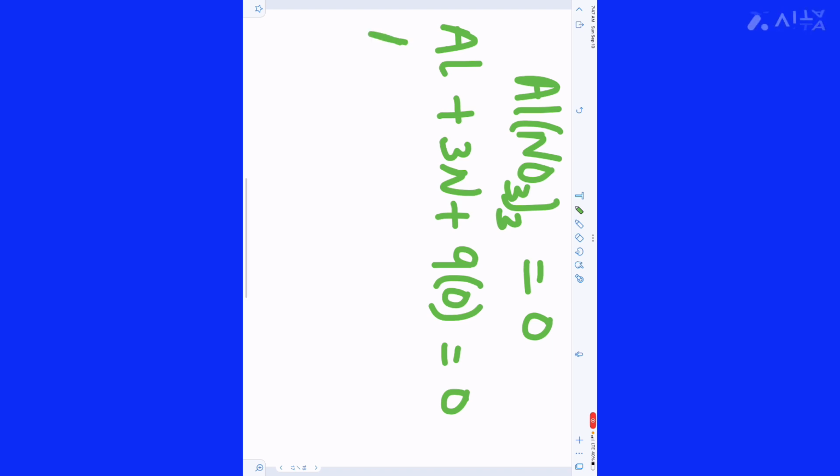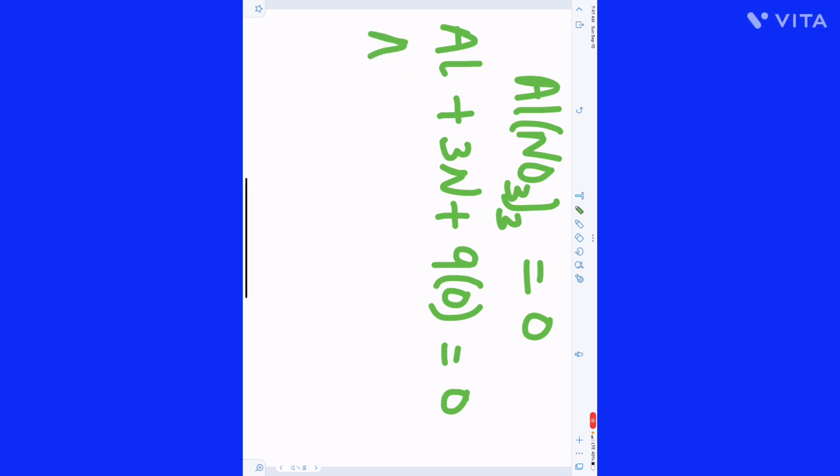There's 1 aluminum there. There's 3 nitrogen. I'm using these 3 to multiply the nitrogen here. So there's 3 nitrogen and there's what? 9 oxygen. You understand what that means? 9 oxygen. 3 inside the bracket times 3 outside gives you 9. So Al plus 3N plus 9 O is 0. What does that give us?